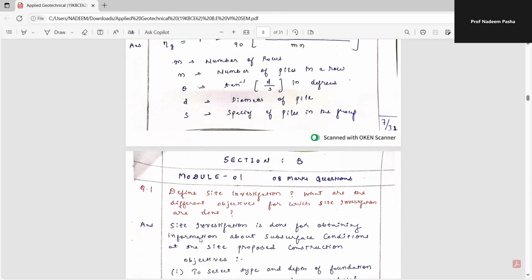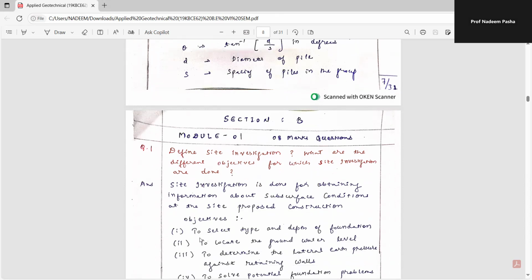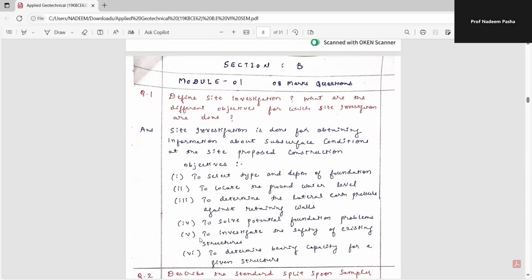Define site investigation. What are the different objectives for which site investigation is done? Site investigation is done for obtaining information about subsurface conditions at the site proposed construction. क्या है site investigation?